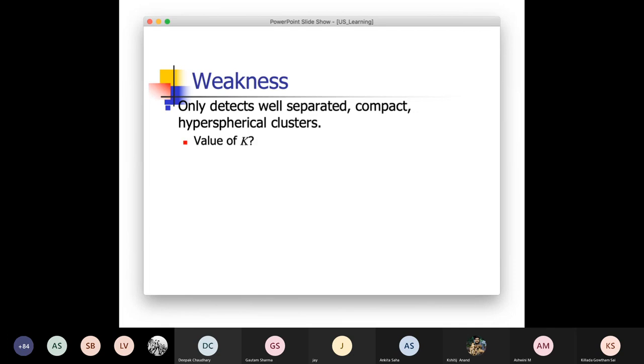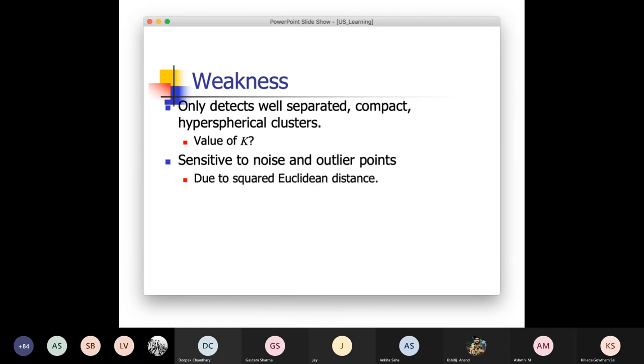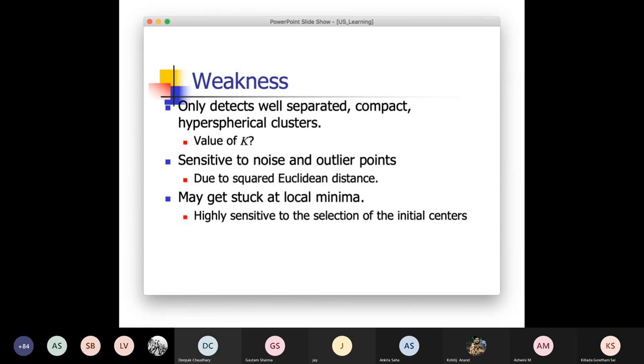You should know the value of k. It's sensitive to noise and outlier points due to squared Euclidean distance. It may get stuck at local minima. Of course, you understand that you can get a local minimum, though the function in that case may not always be convex. It is also highly sensitive to the selection of the initial centers, and improper initialization. So initialization sensitivity is there. If you have improper initializations, you may not get a good result.